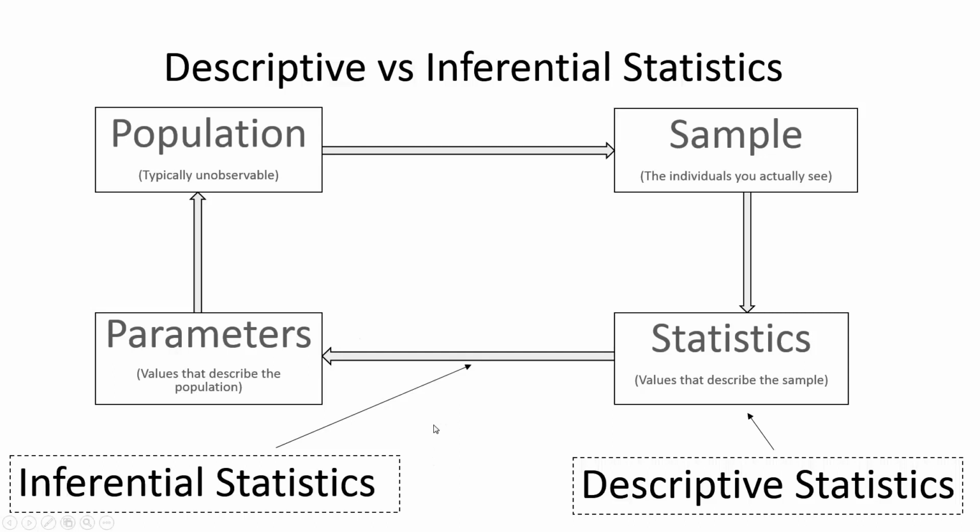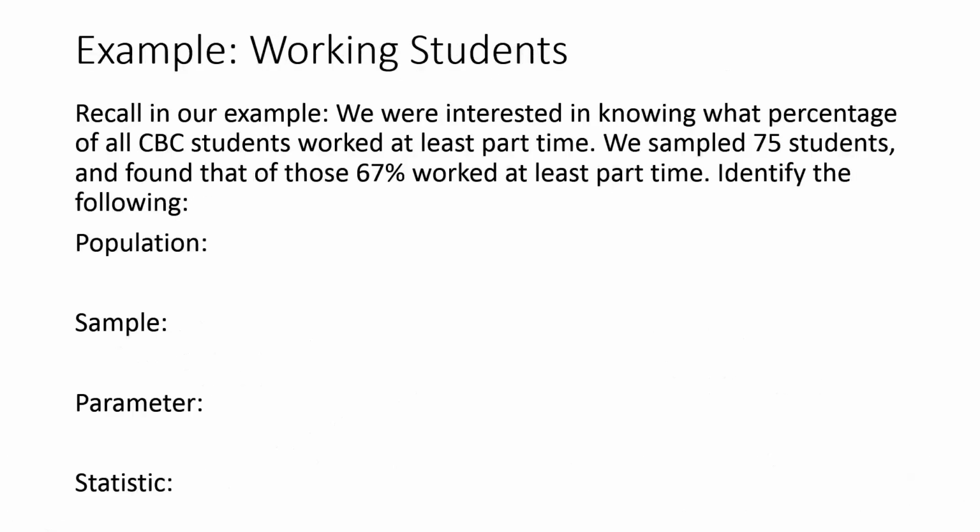Okay, so we've got some vocabulary words flying around here, so let's practice and see if we understand. In our example, we were trying to observe what percent of all CBC students worked at least part-time. We sampled 75 students, and we found that of those 75, 67% worked. Let's call out a few of the terms we've been using. In this example, what would be the population, the sample, the parameter, and the statistic?